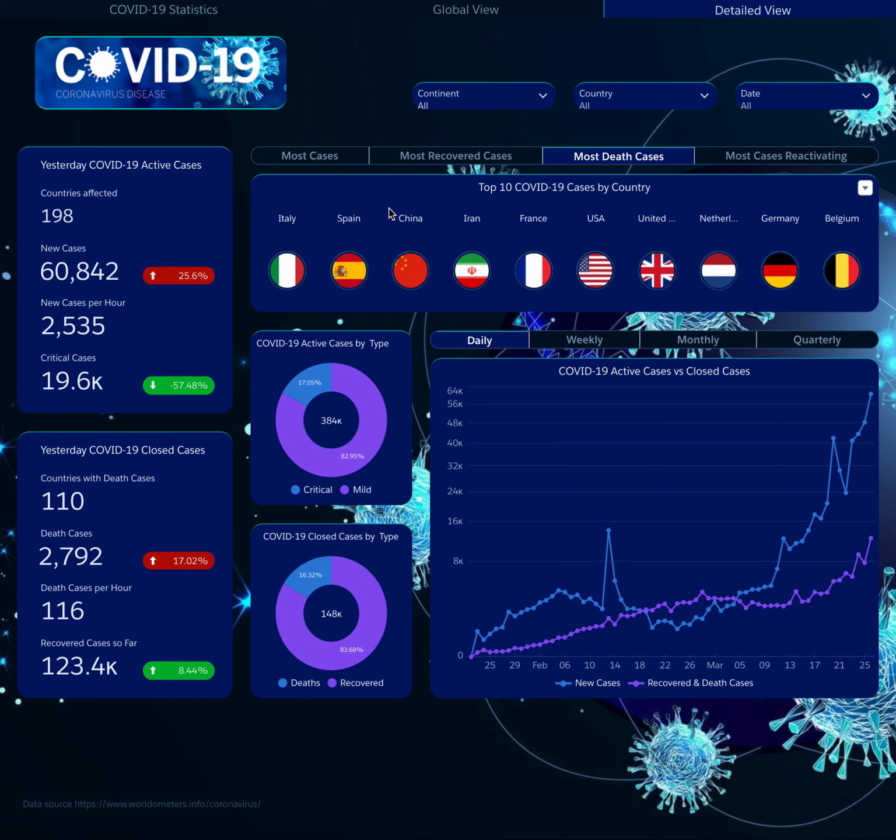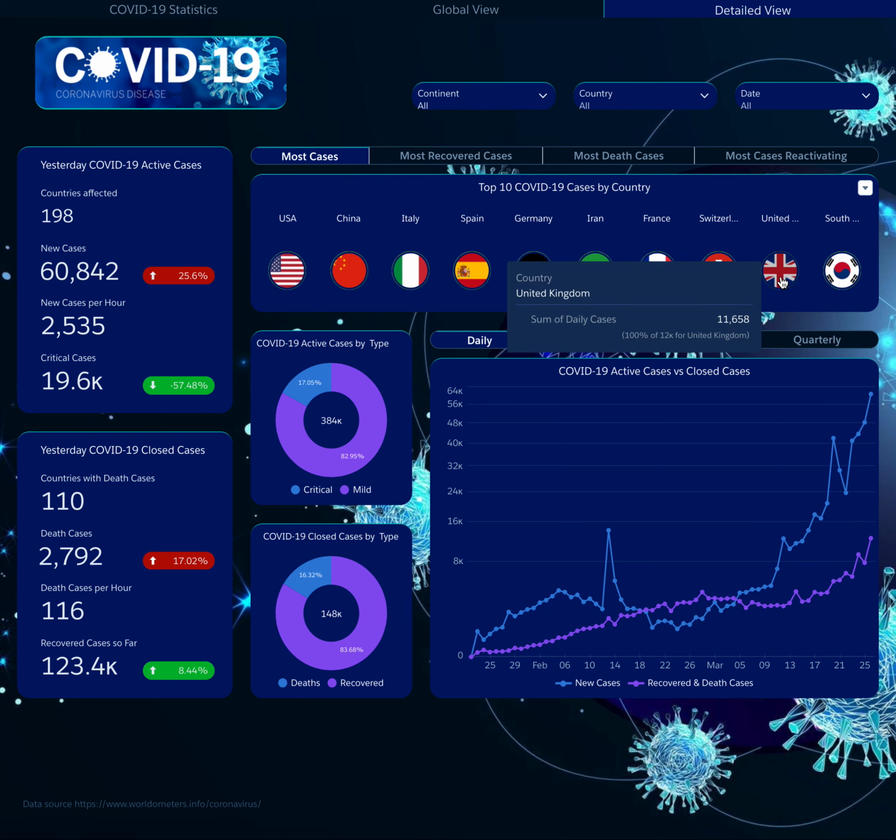Then at the right hand side, at the top, I have created a toggle to show you the top 10 countries based on different case type. So if we take the first one, we can see the top 10 for most cases. So US takes the lead, followed by China, Italy, Spain, Germany. UK is in the lead as well, with a total of 11,000 cases.